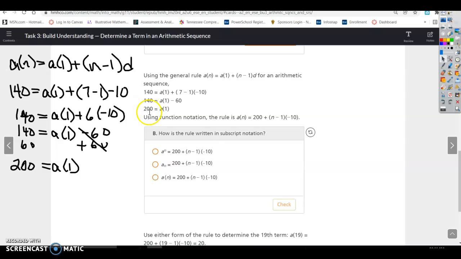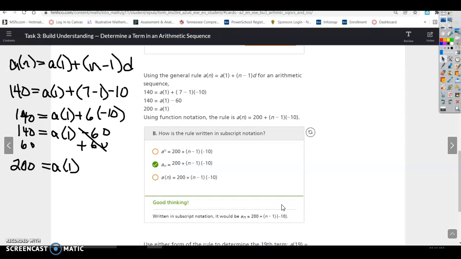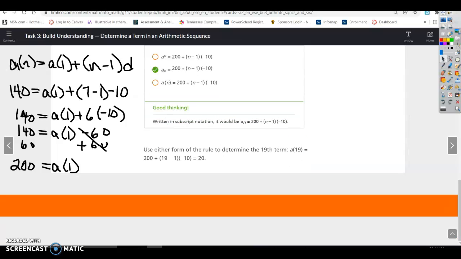Now that we have our first term and our common difference of -10, we can write a rule with that. It says, how is the rule written in subscript notation? Remember, subscript is written as a lowercase, like a little number below. So subscript notation would be this one. And it says, use the information to find the 19th term.